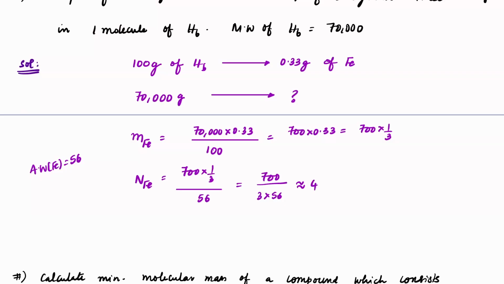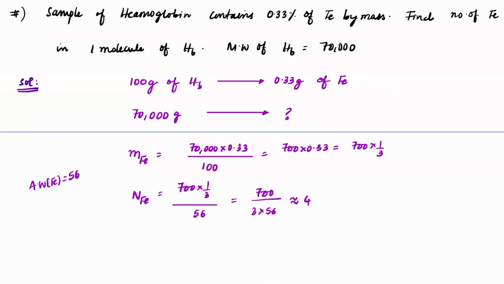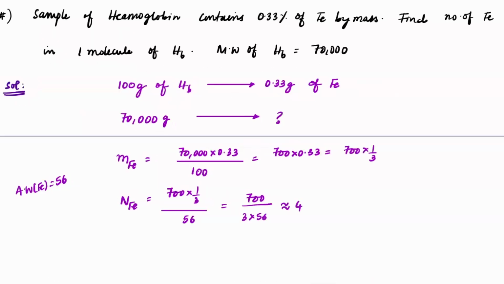Got it? So this will be the number of iron atoms present. Clear?